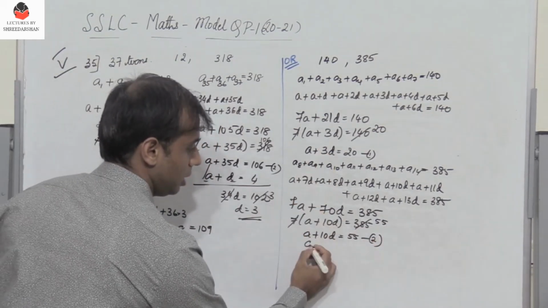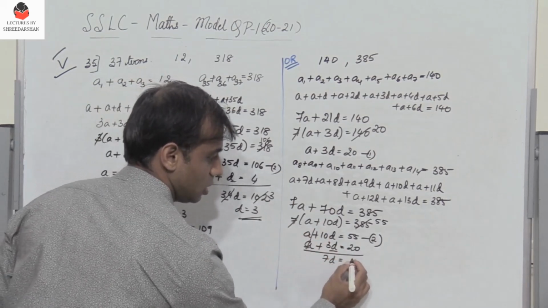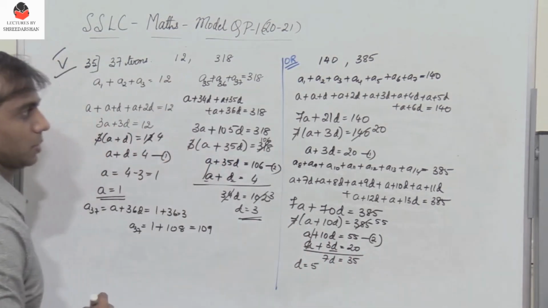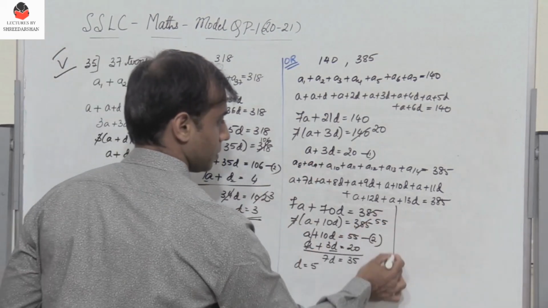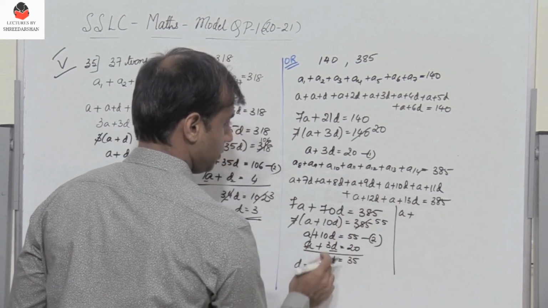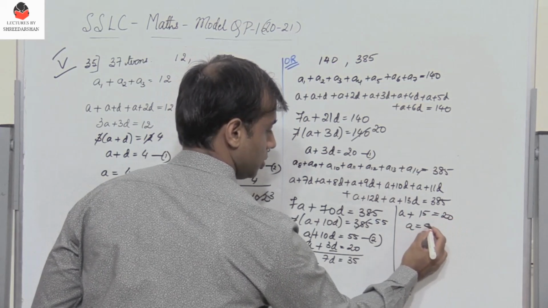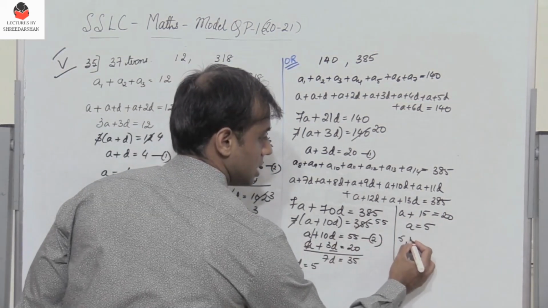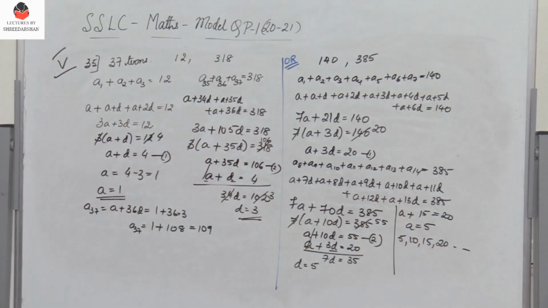So this is equation 2. So now bring equation 1, subtract. So a gets cancelled. So 7d equals 35. So what is d? 35 by 7, which is 5. Alright. So d is 5. So if I substitute the value here in one of the equations, a plus 5 into 3 is 15 equals 20. So I get a equal to 5. So a is equal to 5, d is equal to 5. So what is the arithmetic progression? It is 5, 10, 15, 20 and so on. So this is the arithmetic progression.